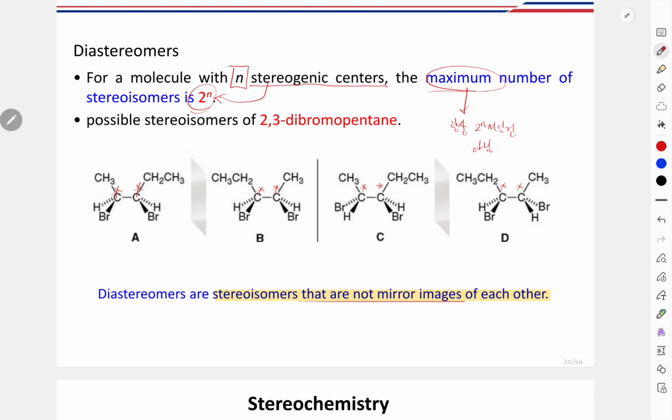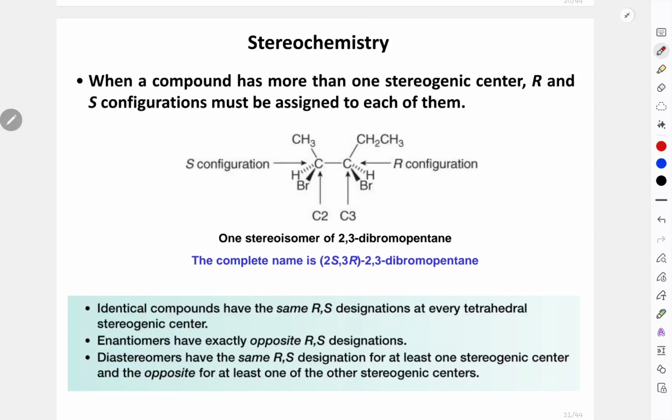Right, so we can think about the relationship a little bit more. We can think about it more quantitatively. So when a compound has more than one stereogenic center, or asymmetric center in this case, R and S configuration must be assigned to each of them. For instance, you can assign the absolute configuration here, which is S. You can double check why this is S, for your practice. And this is the R. And again, these two are the asymmetric centers, and this is one stereoisomer of 2,3 dibromo pentane.